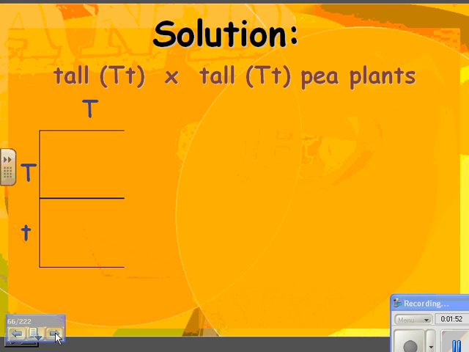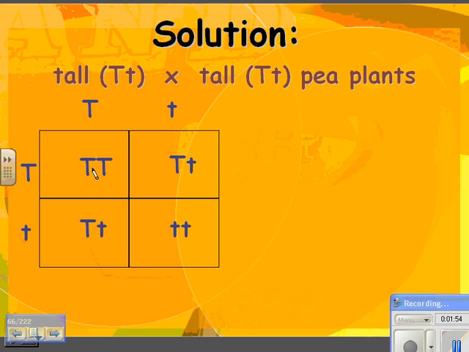Fill it in. So you get big T here. This sperm fertilizing that egg is big T, little t. That sperm fertilizing that egg is big T, little t. And that sperm fertilizing that egg is little t, little t. So you get 3/4 of them as tall. So 3/4 of them are tall. 1/4 are dwarf.